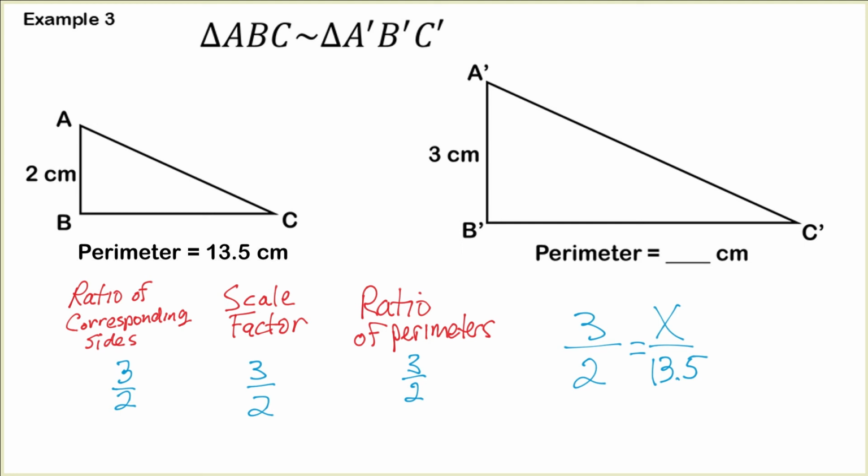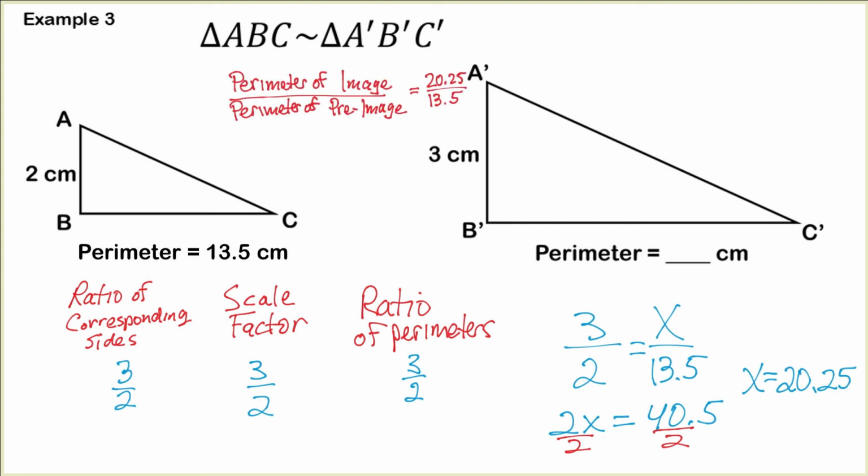So when we cross multiply, we'll have 2x equals 40.5. And then we divide both sides of our equation by 2. And x, which is the perimeter of our image, is 40.5 divided by 2, or 20.25. Now we're going to make sure that this worked by actually writing the ratio of the perimeters.